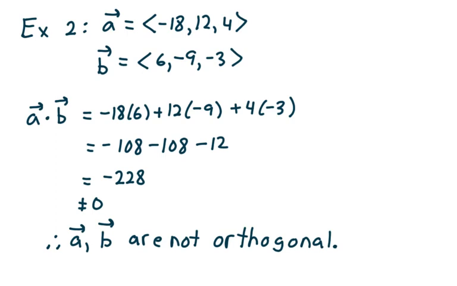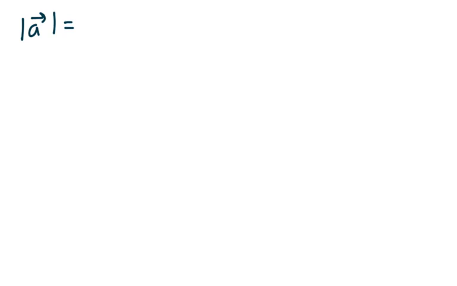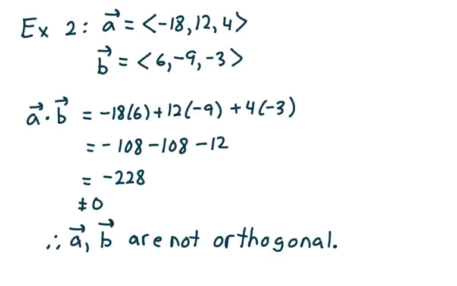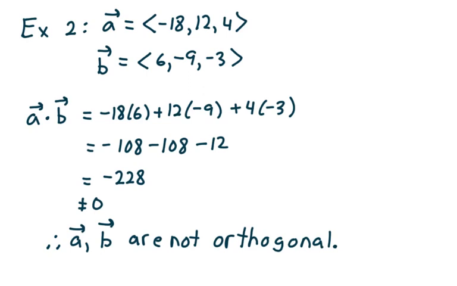Now, from here, we need to check parallel. So I'm going to look at the magnitude of A. Now, A is negative 18, 12, 4. And B is 6, negative 9, negative 3. So I'm going to get the square root of negative 18 to the second plus 12 to the second plus 4 to the second.